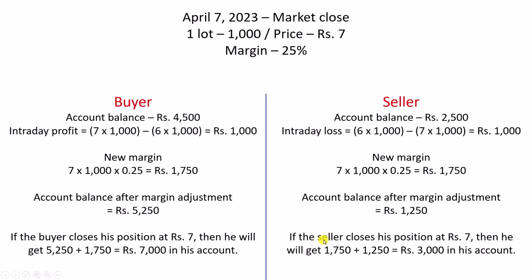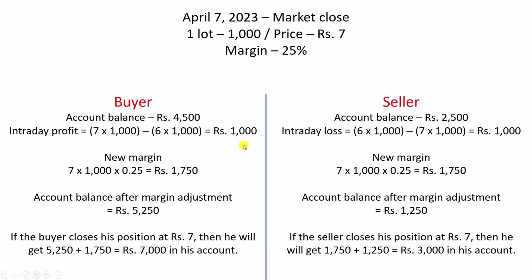Similarly, if the seller decides to close his position at 7, if the seller thinks that this is too much of a loss to me, I want to come out of this trade, then he will get this plus this, which is 3,000 rupees in his account. Okay, it was 5,000, now it is 3,000, and it is a loss of 2,000 rupees. Clear? Okay, that is if the buyer closes, if the seller closes. Now let us say that they do not close it, and carry it to next day too.